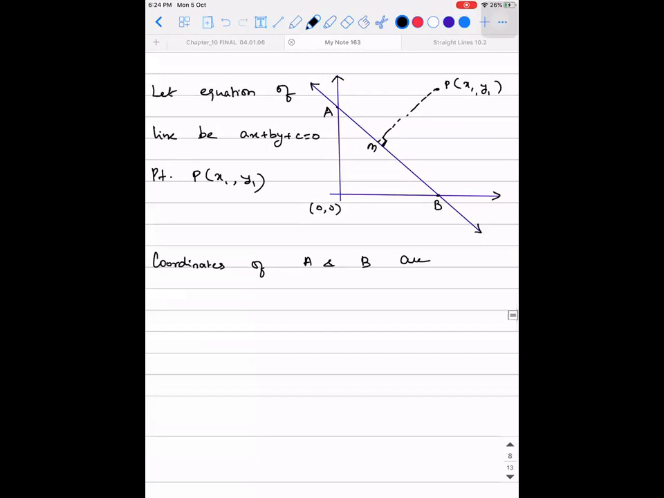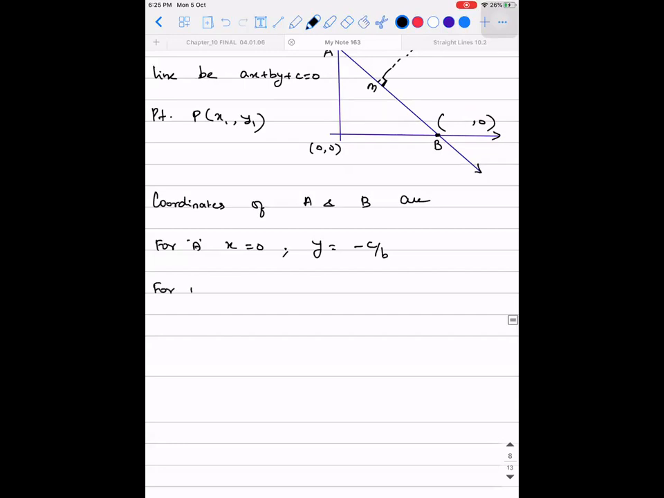So for me to find the coordinate of A, I know that the x coordinate is 0, y will be something else. Similarly, coordinate of B, the x coordinate is something and the y coordinate is 0. To find the coordinates of A and B, substitute 0 in the line ax plus by plus c. So for A, I will put x is equal to 0. If you put x is equal to 0, you will get y is equal to minus c by b. So this point will be 0 comma minus c by b.